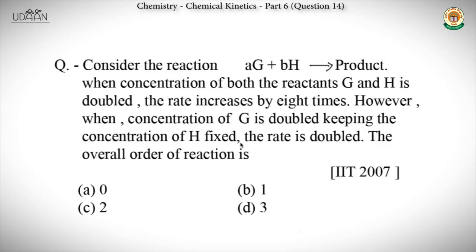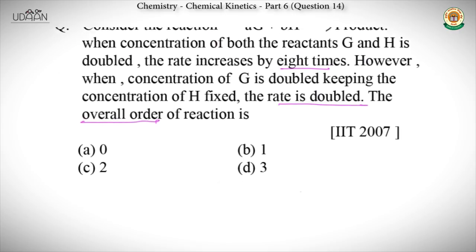Okay, so now let's solve this previous IIT question which came in year 2007, in which we have to find the order of the reaction. We are given this reaction aG plus bH goes into products, and we are also given that if both the concentrations of G and H are doubled, the rate of the reaction becomes 8 times. However, if only G is doubled, keeping the concentration of H constant, the rate of the reaction is doubled. Using this information, we have to comment on the order of the reaction.